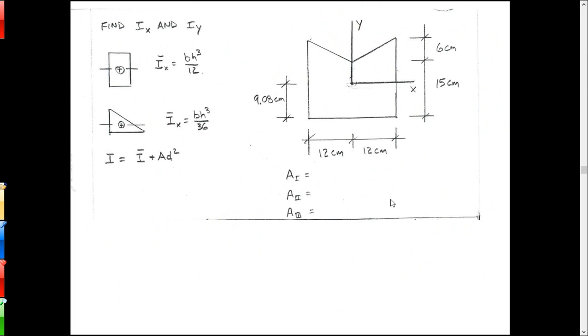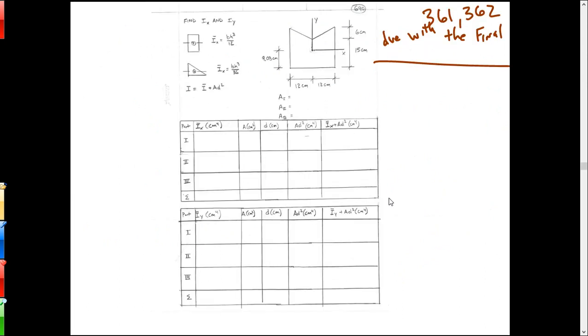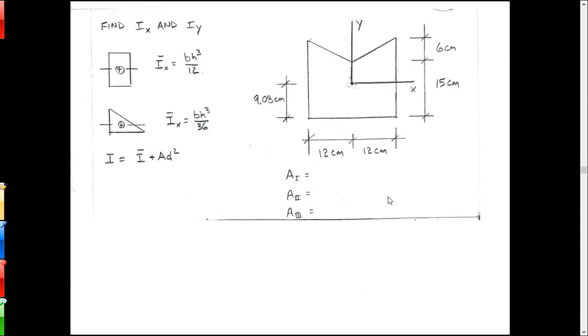So what we want to do here is find the moment of inertia of this beam about the x and y axes shown, which are at the neutral axis. What you'll see there is a rectangle with two triangular cutouts. That's probably how I would handle that. You could also handle it as a rectangle with two triangular additions if you wanted. Either way, you could do it either way.